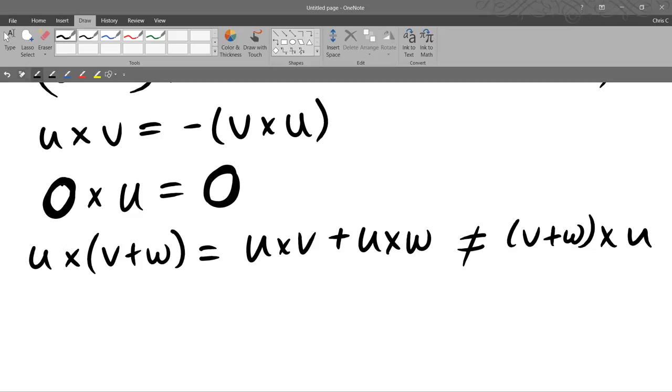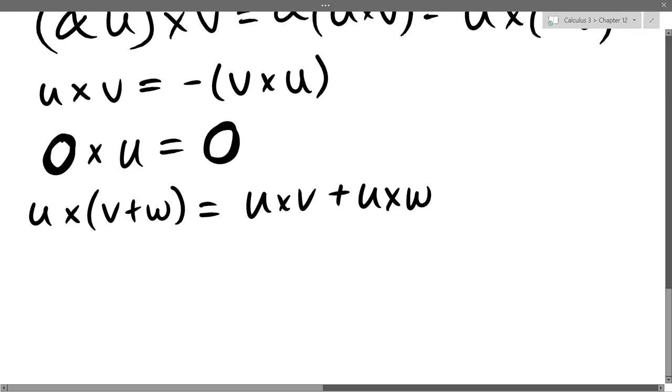So I'll just erase that. You don't really need that. You can cross it out if you're writing in pen. Oh, because of this, I have to have a whole entire separate rule for distribution on the other side.